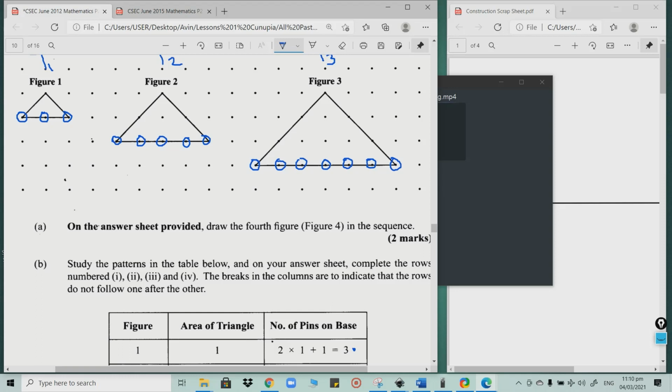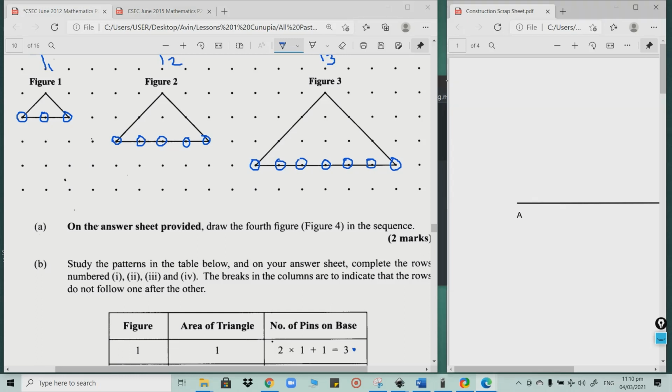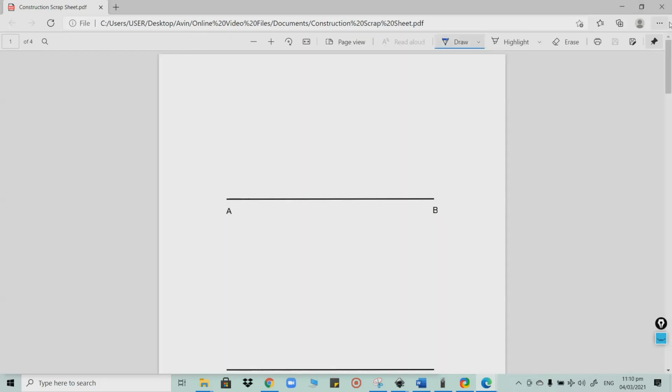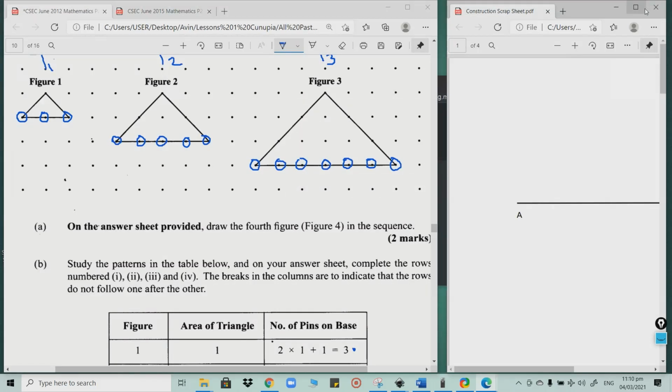Let me use a cross here. The area of a triangle, the one that I think we're gonna have to use. Guys, let me just fix this here. The area of a triangle is base by height divided by 2. So let's try for the first triangle.